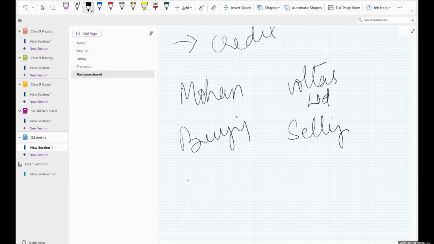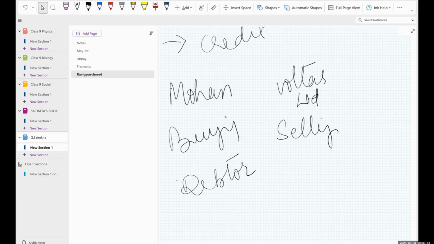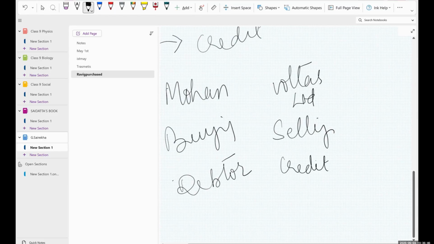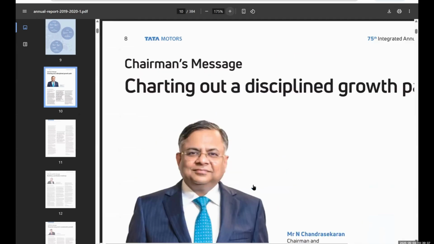So Mohan will become the debtor. Who is giving credit? Voltas. Voltas is giving credit to Mohan. So Voltas will become the creditor. Okay. Now have you understood this? Yes, ma'am.